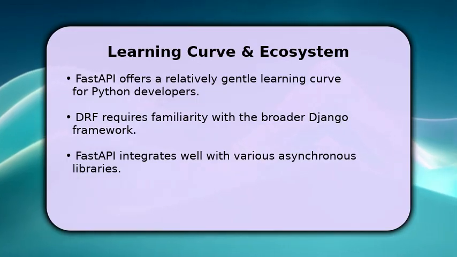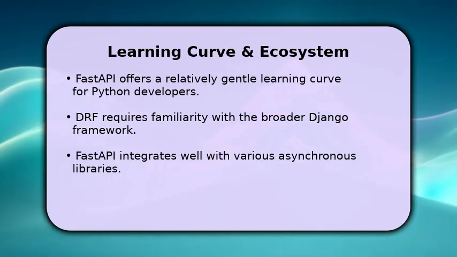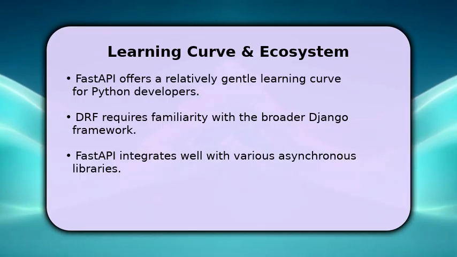FastAPI's ecosystem thrives on modern asynchronous tools, while DRF offers unparalleled integration with the extensive and mature Django project ecosystem, providing a wealth of ready-to-use components.